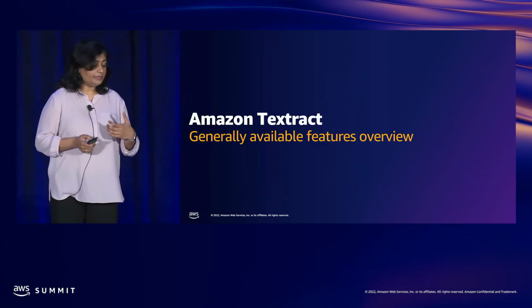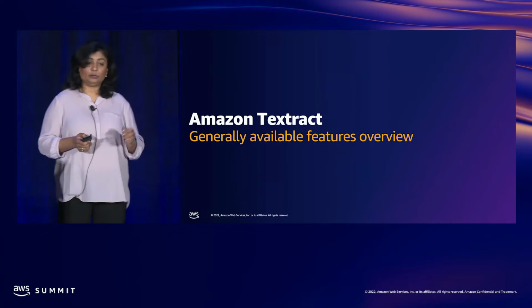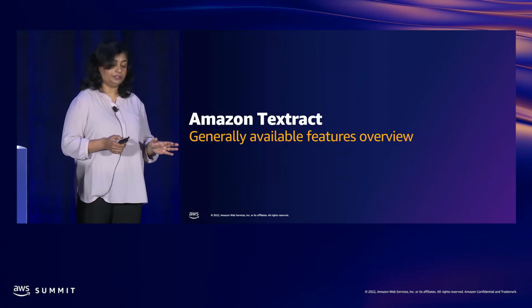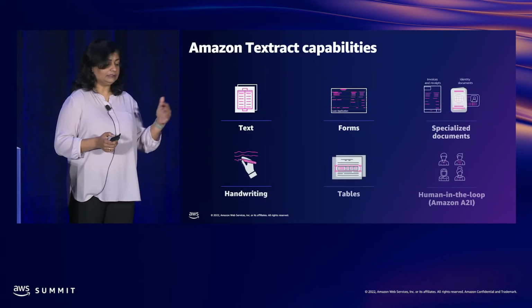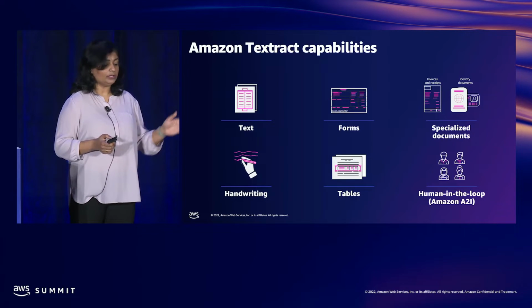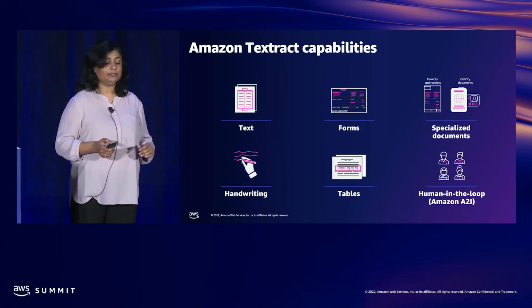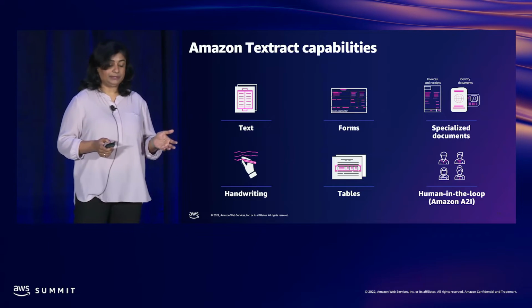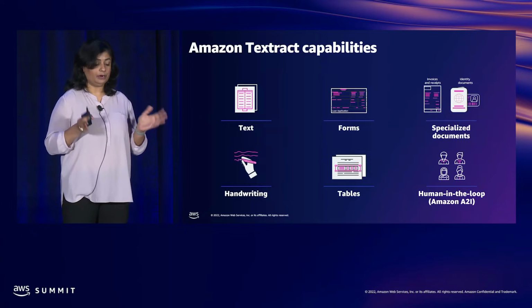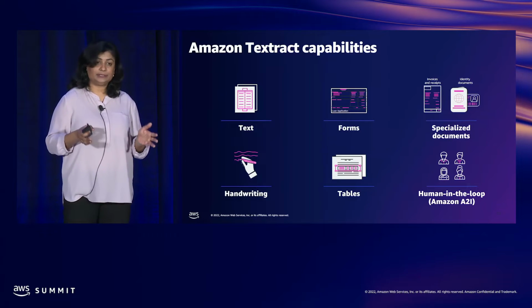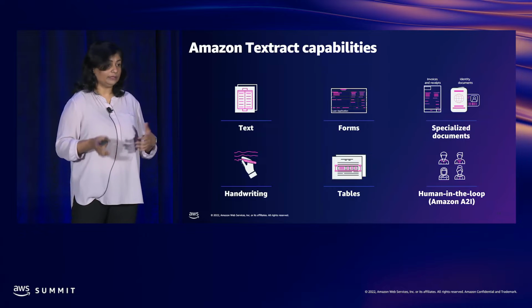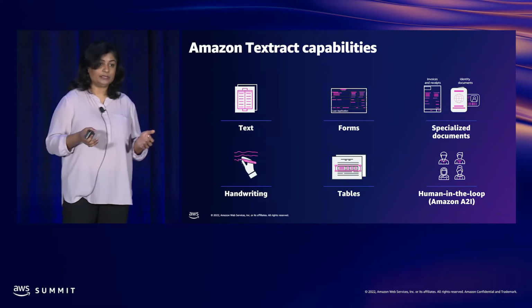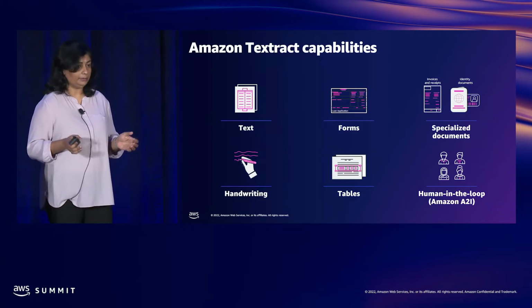So let's now look at Amazon Textract's generally available features, so that we can ground ourselves on what features are available, and then we can go deep dive into the queries feature. So Amazon Textract's capability today, as everyone knows, we are already providing extraction of text and data along with handwriting by using our Detect Document API.